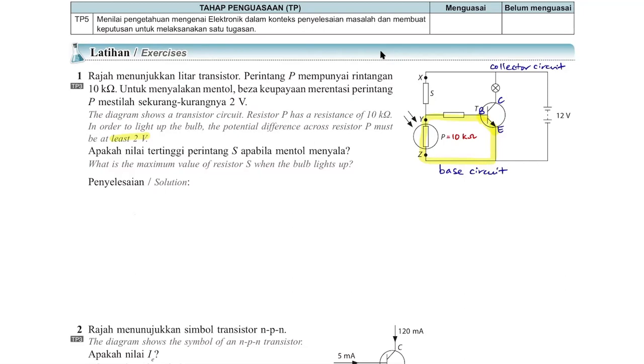So what is the answer? Can you guess? Now, the total voltage supplied to the circuit is 12 volt. And the minimum potential difference at this part here must be at least 2 volt for the base to be switched on. So what is the maximum value here? Just subtract.